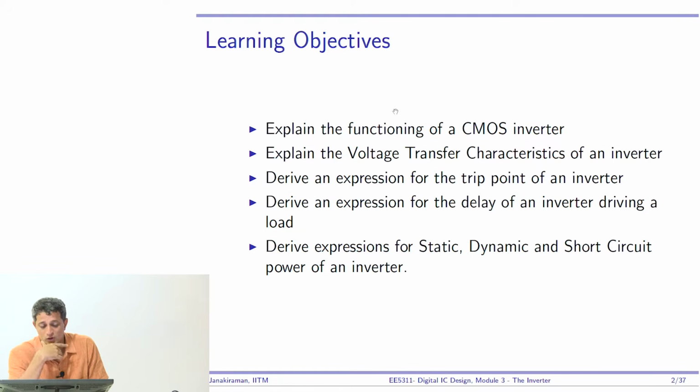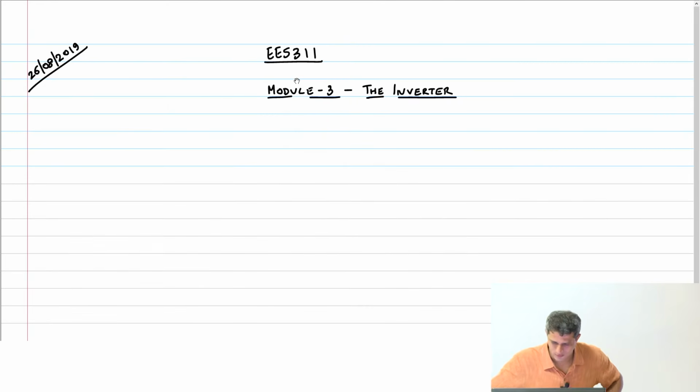Then you should be able to derive expressions for static, dynamic, and short circuit power of an inverter. With regard to power, this is the only thing that we will be doing in the entire course. I will tell you what the short circuit power is, what dynamic power and what leakage power are. Same thing will apply to other logic gates, but beyond this we will not deal with power in this particular course. So let's now get going.